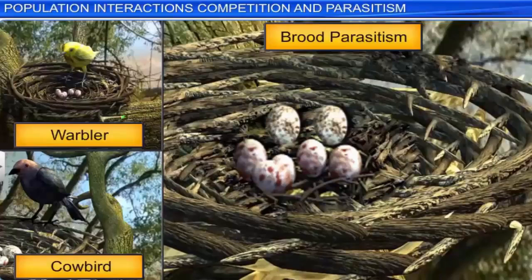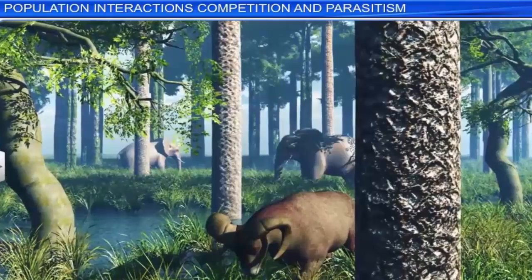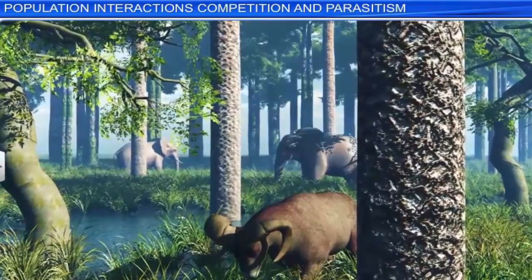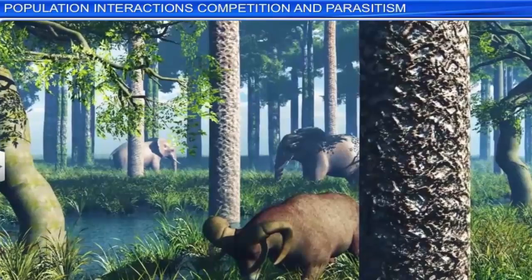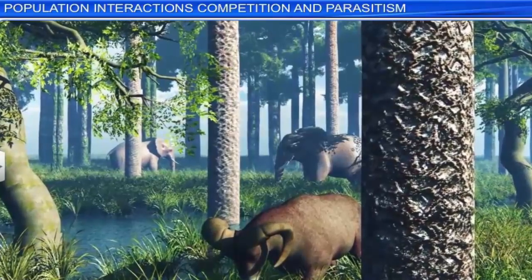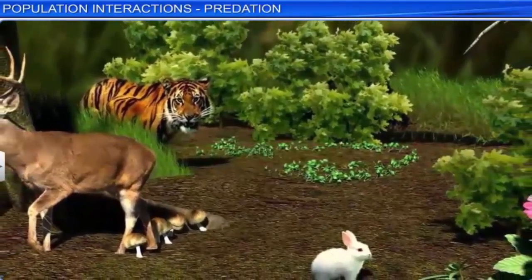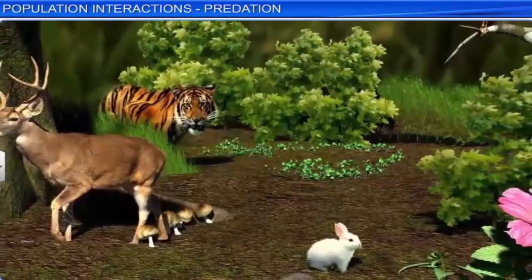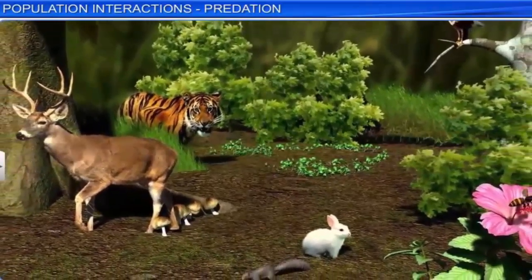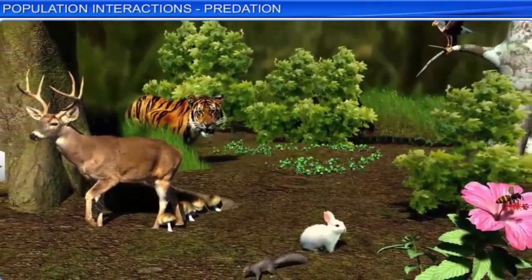Thus, interspecific interactions such as parasitism and competition guarantee the survival and reproduction of species. On Earth, no single habitat exists with just one species. All species on this planet not only coexist, but also depend on each other for their survival.